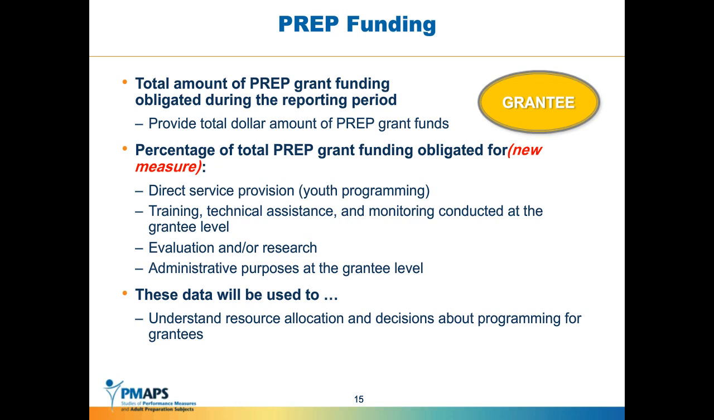ACF has also added a new performance measure related to funding for the next round of data submission. Grantees will report the percentage of total PREP grant funding obligated for various activities. These activities include direct service provision, or in other words, the programming that is provided directly to youth, training, technical assistance, and monitoring conducted at the grantee level, evaluation and research activities, and grantee-level administrative activities. These data related to PREP funding will be used to understand how grant resources are allocated and to understand decisions that are made about programming and funding for grantees.